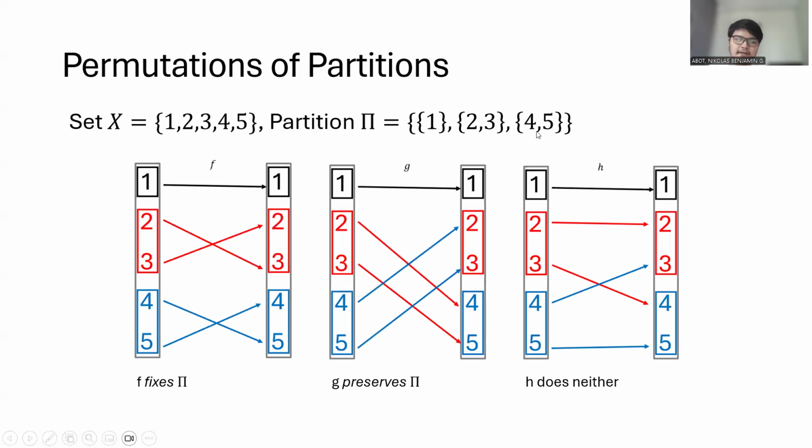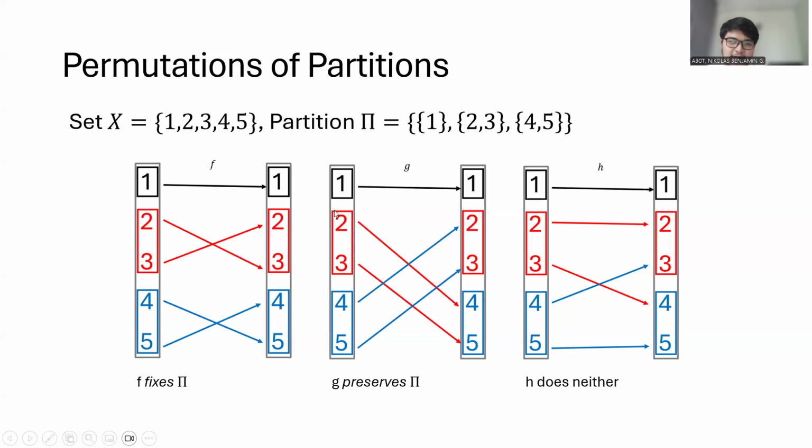Lastly, we consider how these permutations affect partitions of a set. For example, let's consider the set X and the partition into the subsets {1, 2}, {3}, and {4, 5}. Here, we have a permutation f mapping X to itself, and we say that f fixes the partition pi because every element of the set is taken to the same block or part of the partition that it began in. All red elements get taken to red, all blue elements get taken to blue, and all black elements are taken to black. Meanwhile, here, with the different permutation g, it does not quite do that.